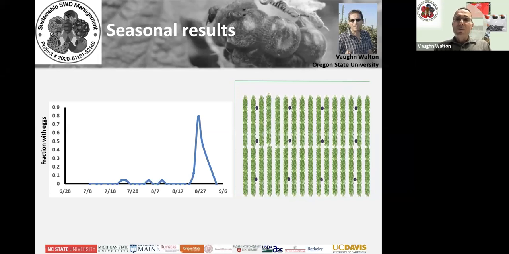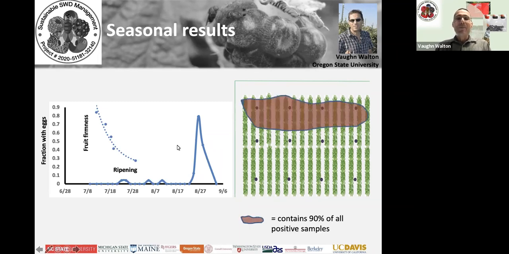So really important, especially late, as was indicated by both Rufus and Phil. That's the period that we need to really look into. When we look at the distribution of the egg laying, if we look at the animation in this slide, we found, similar to Phil, that about 90% of all positive samples were always found on the edge.